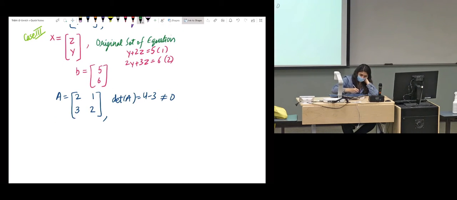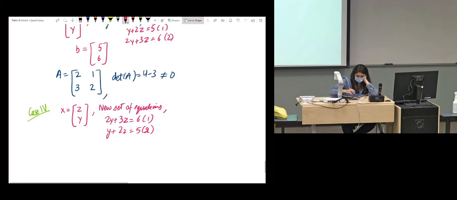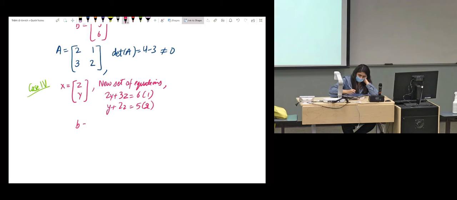Now for the final case, this is the extent of the permutations and combinations you're going to get from this thing. I get x, z, y. My set of equations are the new ones, which is 2y plus 3z is 6 as my first equation, and y plus 2z is 5 as my second equation. I get b is 6 and 5.